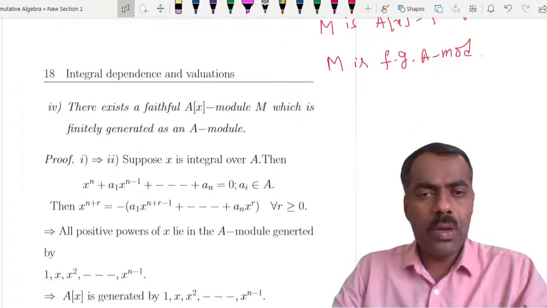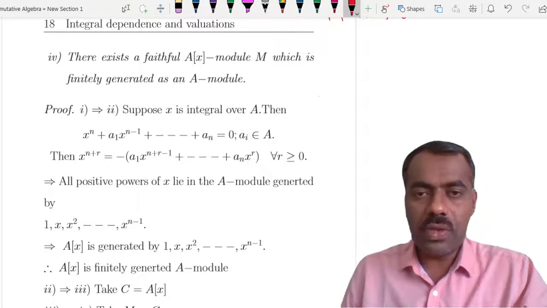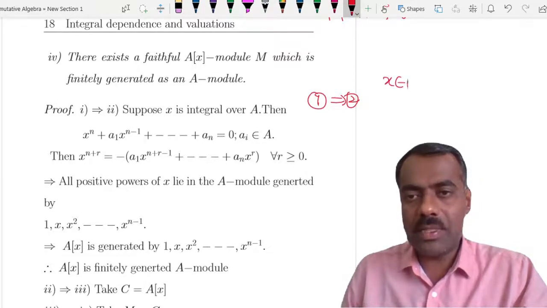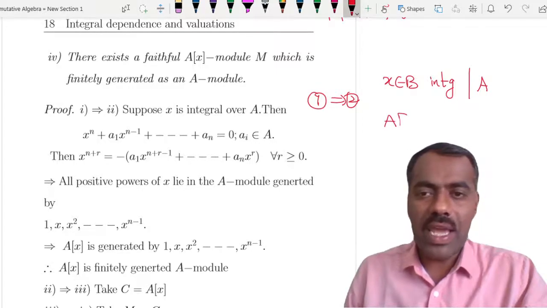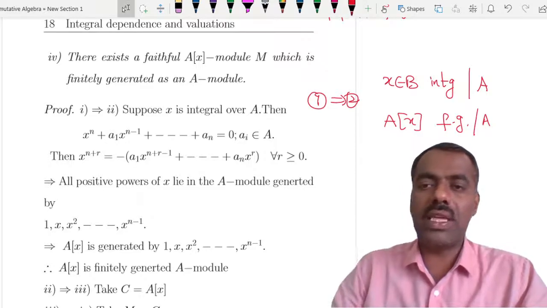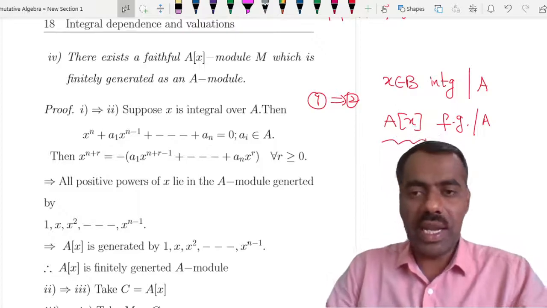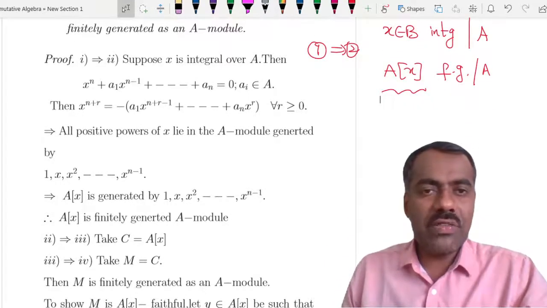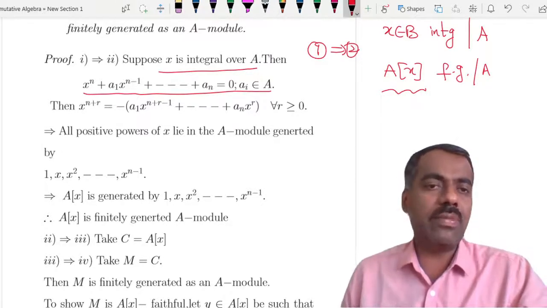Okay, proofs are not at all difficult. We'll just go through the main points. Suppose we want to prove 1 implies 2. That means if x belonging to B is integral over A, then we want to show that A[x] is finitely generated over A. That means we should be able to find finitely many elements which generate the entire A[x]. That is not at all difficult, because x is given to be integral over A, so we have an expression for some n and ai coming from A, right?